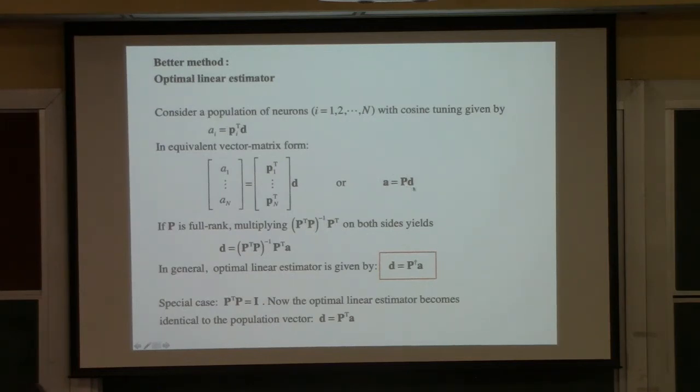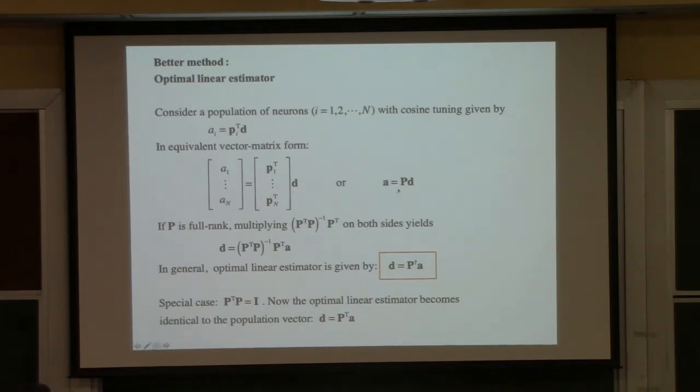What do you want to do? You observe activity from the cortex, right? You want to read out the intended direction d, right? But how can you do this? We know this is like a pseudo-inverse solution. It's similar to the optimal linear mapping we talked about before. So this is a linear equation. You want to solve for d from A.